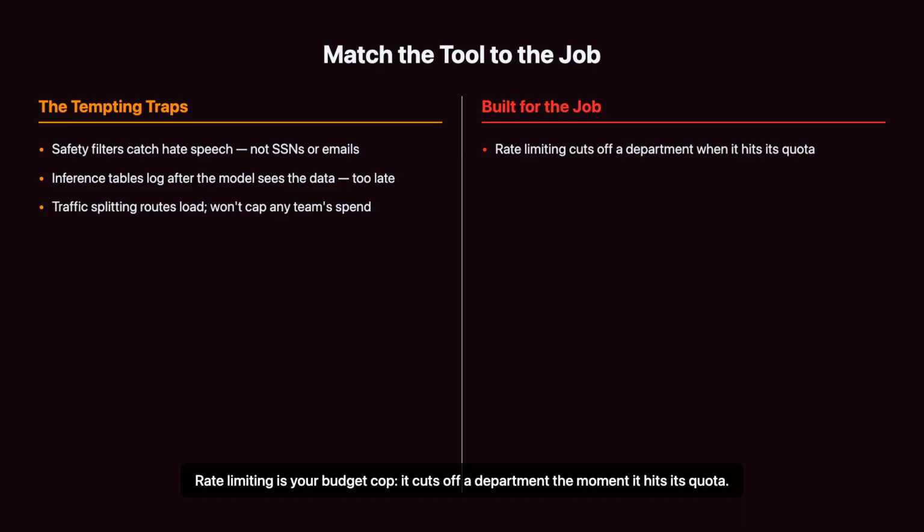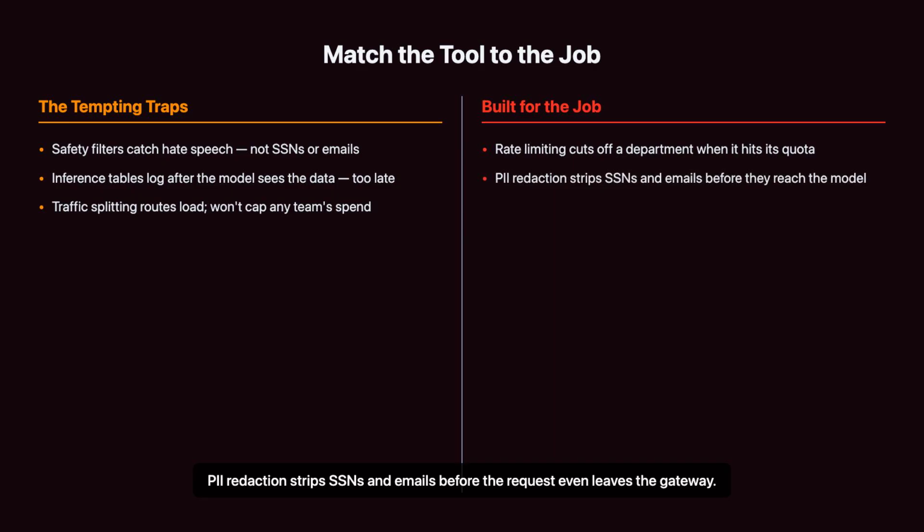It cuts off a department the moment it hits its quota. PII redaction strips SSNs and emails before the request even leaves the gateway. Match the requirement to the tool, that's the whole trick.